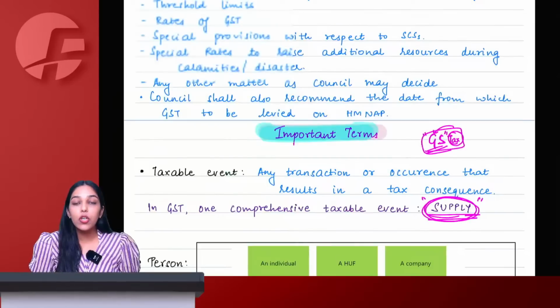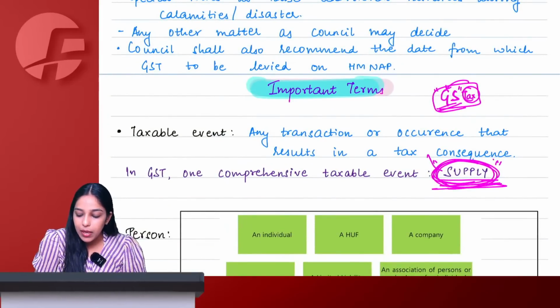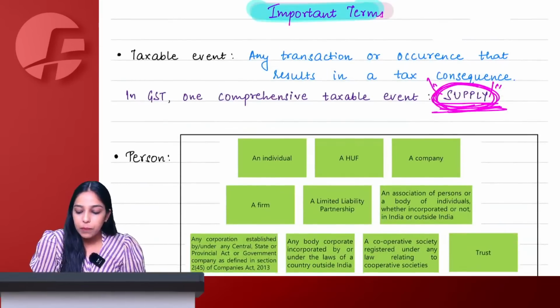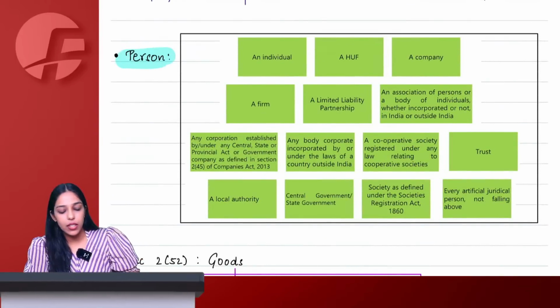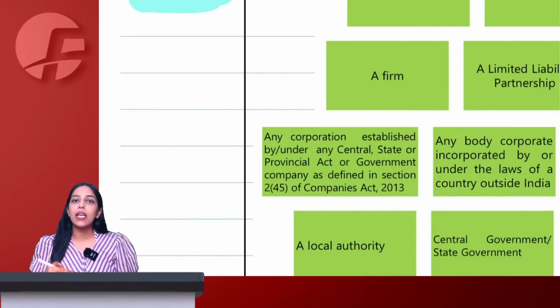The answer is no. The goods or services have to be supplied. If at all there is a supply of goods or services, only then GST can be levied. Right? GST is levied on all the persons. Ma'am, who are persons under GST? The definition of person is the same as the definition that you study in your Income Tax Act.